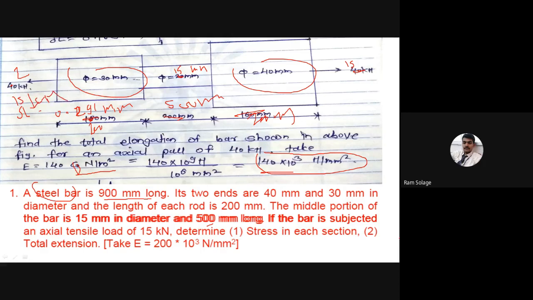Now the diagram for this problem. Three sections are given. Total length 900 mm. Diameters D1, D2, D3. Now draw the diagram.